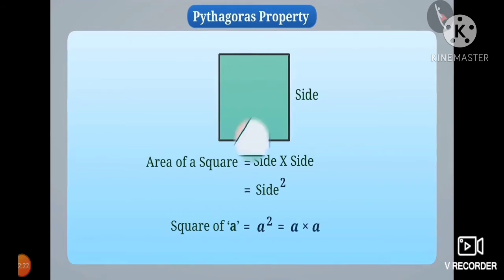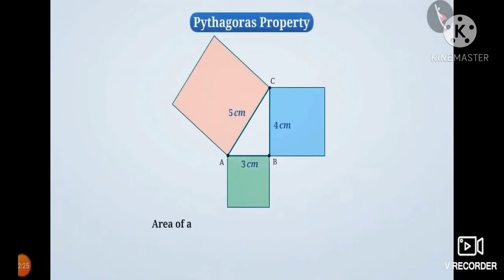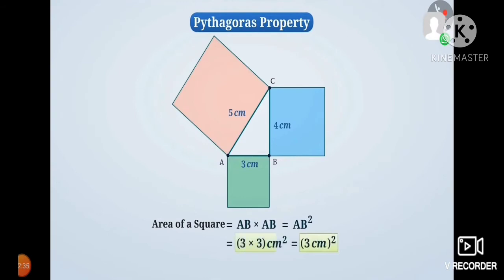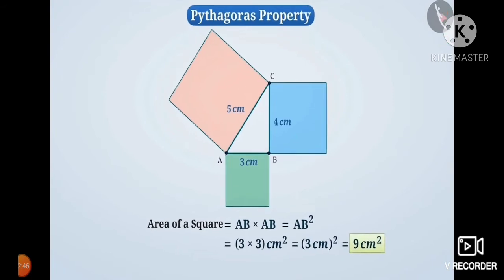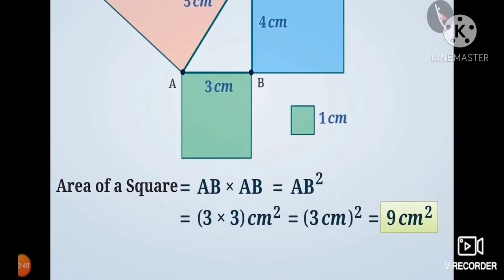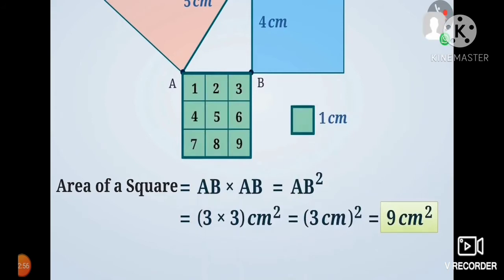Here, find the area of the square on AB: AB into AB, that is 3 centimeter into 3 centimeter, 3 centimeter squares. This is the area of one square, and in the same way find the area of the other two squares. Count the square sheets around the right angled triangle. How many square sheets are there? There are 9, so 9 centimeter square.